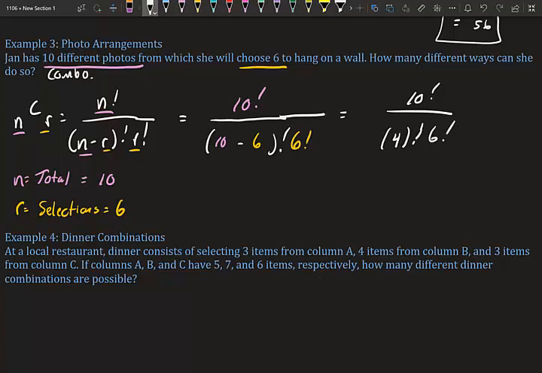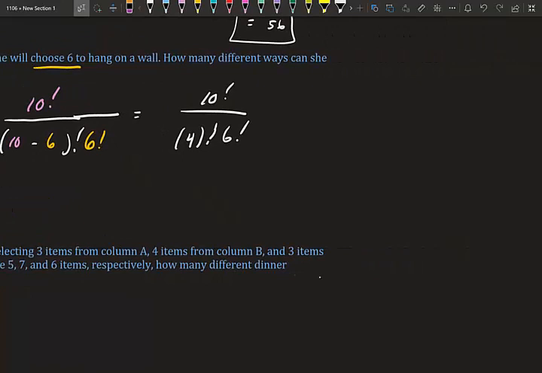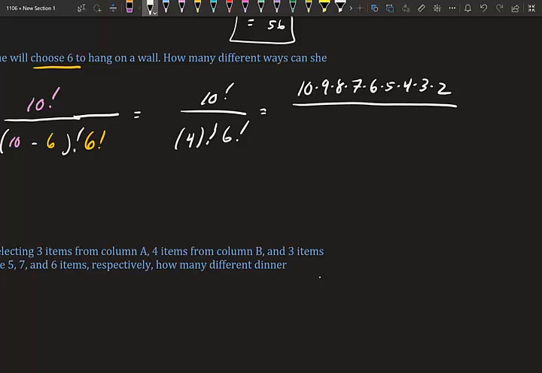Now let's break this up. You don't have to break it up, you can use your calculator. But we're going to break this up into 10 times 9 times 8 times 7 times 6 times 5 times 4 times 3 times 2. We don't need 1. And then 4 factorial, that's 4 times 3 times 2. And that's all being times 6 factorial, so 6 times 5 times 4 times 3 times 2.